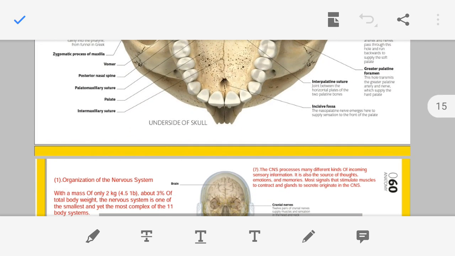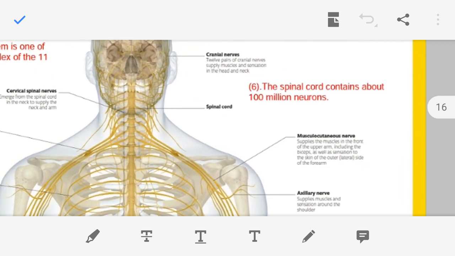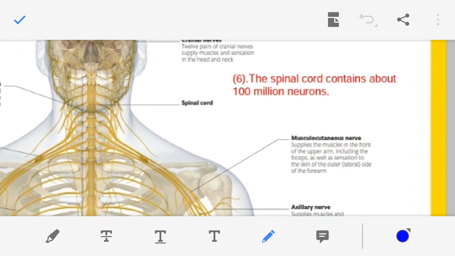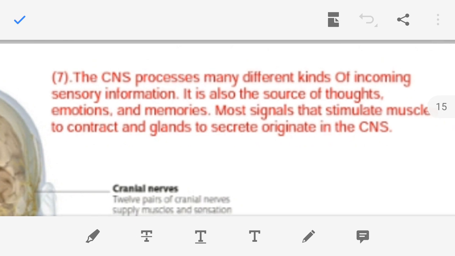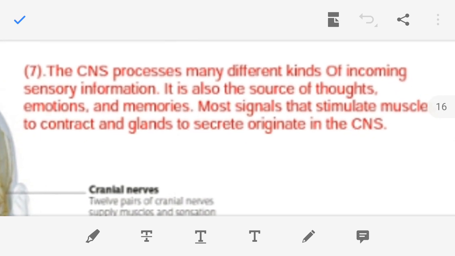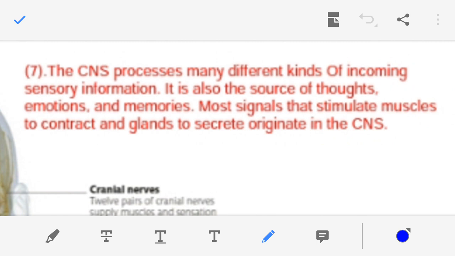Now moving on to the sixth point of our discussion. In the spinal cord about 100 million neurons are present. This is the spinal cord, and in the spinal cord about 100 million neurons are present. Now the CNS, what is the function of the CNS, that is, the function of the brain and spinal cord? The CNS processes many different kinds of incoming sensory information. Many kinds of information are analyzed and interpreted in our brain and spinal cord.